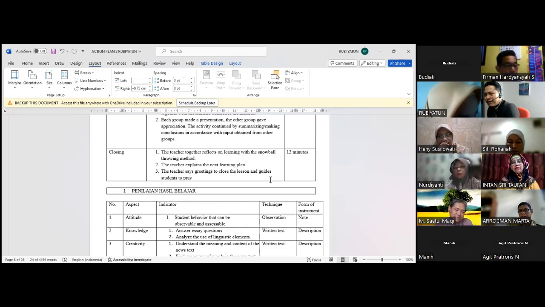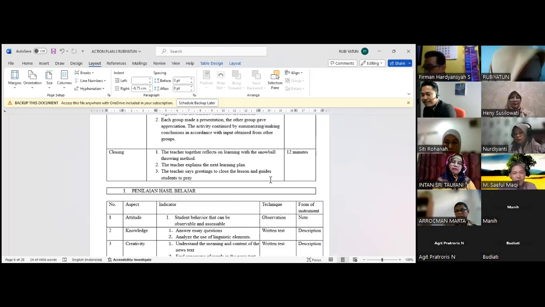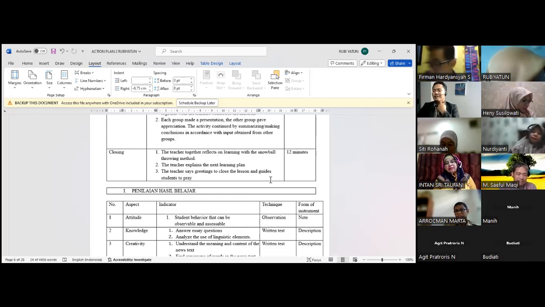Okay, we have Mr. Firman raising his hand. You will be the last, and no one else has to raise their hand. Previously I mentioned Miss Atik would be the last, and now you will be the last. Come on, Mr. Firman, what is it that you have?